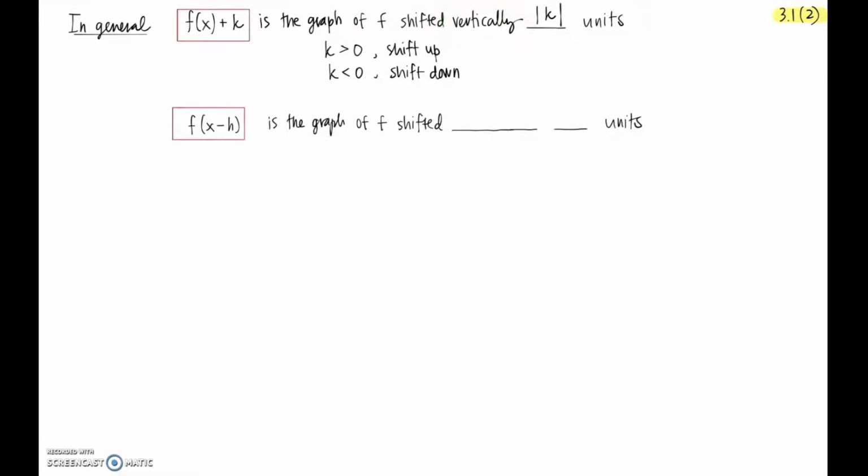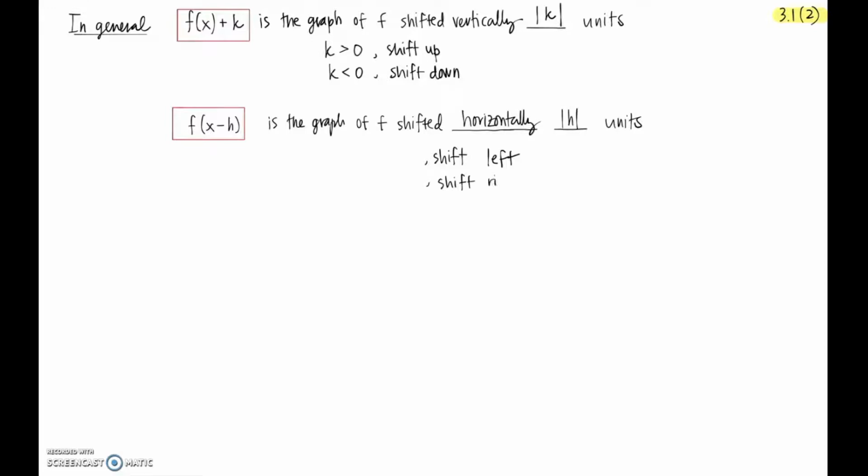So what are the words that should go in here then? f of x minus h is the graph of our parent function f shifted, what should go here? How about shifted horizontally? And this time it'll be the absolute value of h units. And so we just have to figure out if it's going to get shifted left or right, depending on if h is positive or negative.